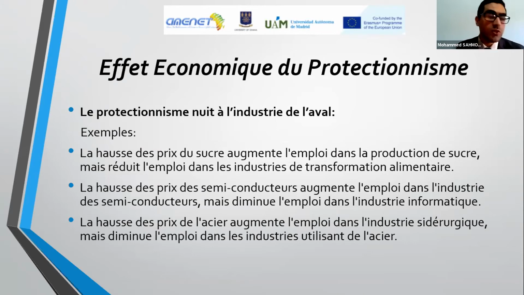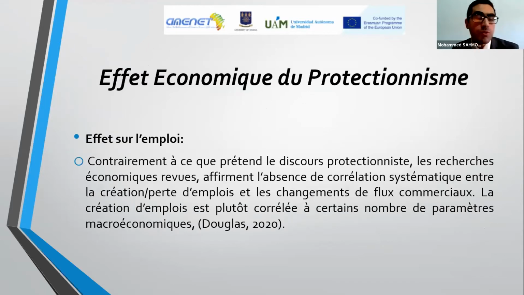Douglas Irwin a donné dans son livre Free Trade Under Fire plusieurs exemples de cet aspect-là. Par exemple, lorsqu'on a décidé aux États-Unis de protéger l'industrie sucrière, les prix du sucre au marché local ont augmenté, et ça a influencé la compétitivité de toutes les industries de transformation qui utilisent le sucre comme matière première. Donc, certaines de ces industries ont été obligées de délocaliser vers le Canada, etc. Plusieurs exemples dans ce sens peuvent être donnés: l'industrie des semi-conducteurs, la protection de l'acier qui a affecté négativement plusieurs autres industries qui utilisent l'acier et qui a impacté leur compétitivité.